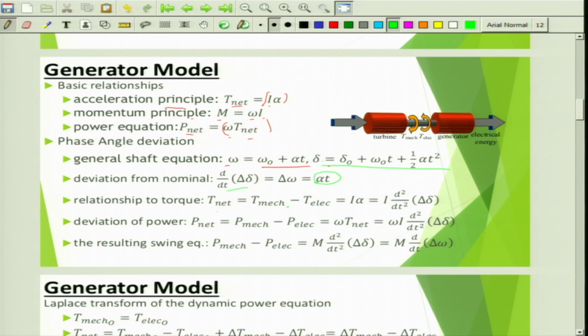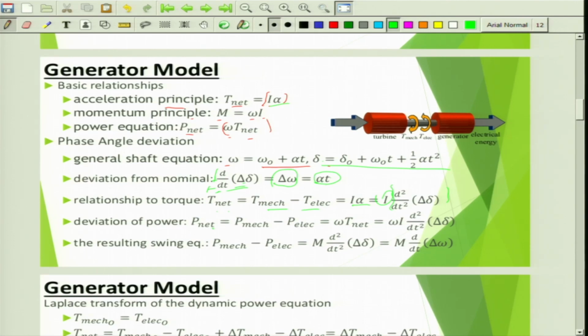Now the relation to torque: T net is equal to T mechanical minus T electrical. T net is nothing but I alpha, which we have already defined. So this is equal to I into alpha, and it can be expressed as d by dt of del delta, that is d square by dt square of del delta. This is delta omega, and alpha is nothing but 1 by t, right, so again you are differentiating. So you will get d square by dt square of del delta basically into I, that is T net.